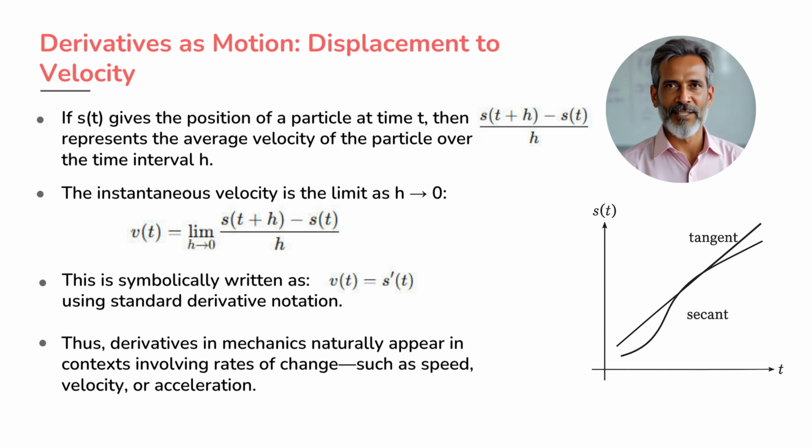So, derivative of displacement gives velocity, and derivative of velocity gives acceleration. That's why derivatives aren't just math symbols. They literally describe how fast your world is changing. Every time you press the accelerator pedal, you're practically taking a derivative with your foot.